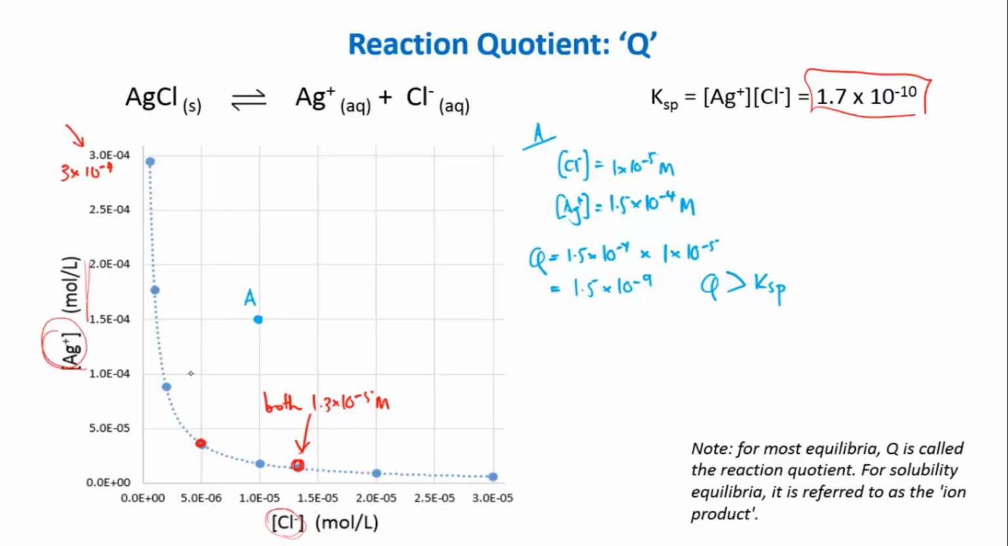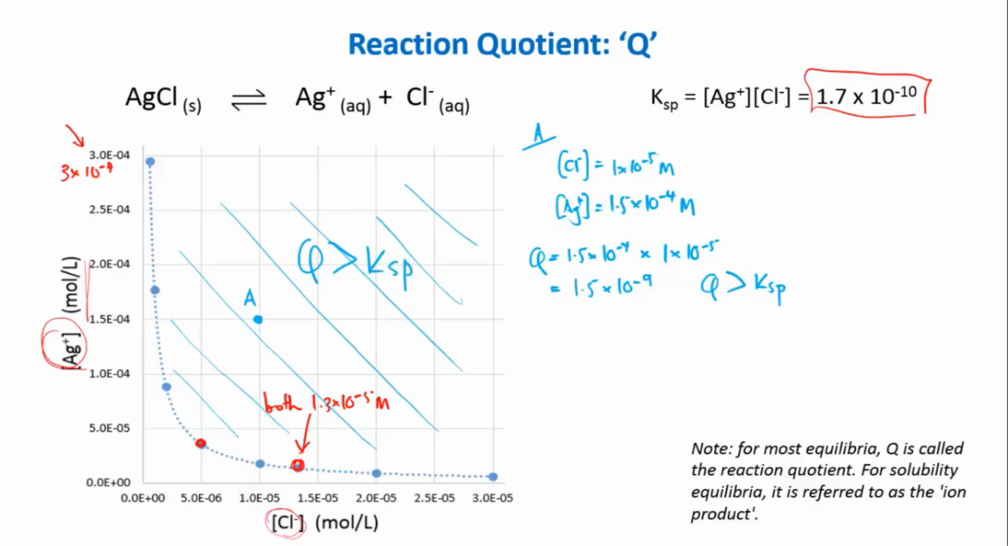So all of this area here in the graph is a situation where Q is greater than KSP. That means there's too many products, too many dissolved ions. And how can the reaction get rid of those excess dissolved ions? Well, it shifts to the left. It uses up some of the dissolved ions to produce precipitate.